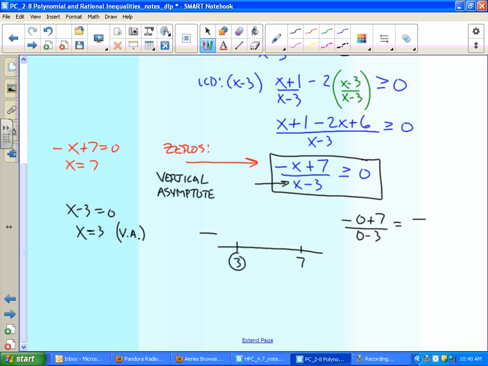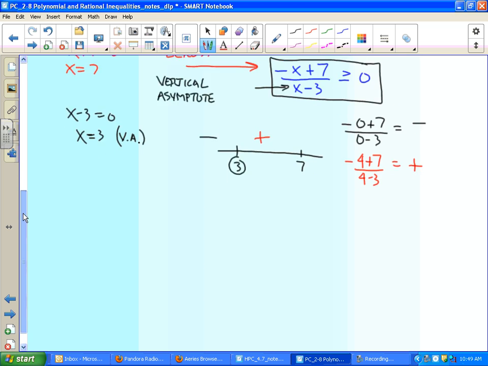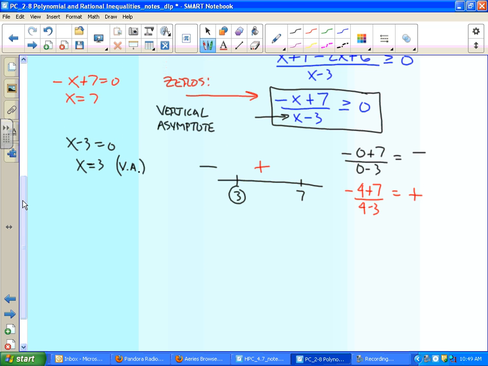So now we're going to test another number between 3 and 7. Let's test 4. So now I get negative 4 plus 7 over 4 minus 3. And that gives me a positive 3 over a positive 1, which is a positive value. Now we're going to test to the right of 7. Let's test 8. So we now have a negative 8 plus 7 over 8 minus 3. And that gives you a negative 1 over a 5, which is a negative number.